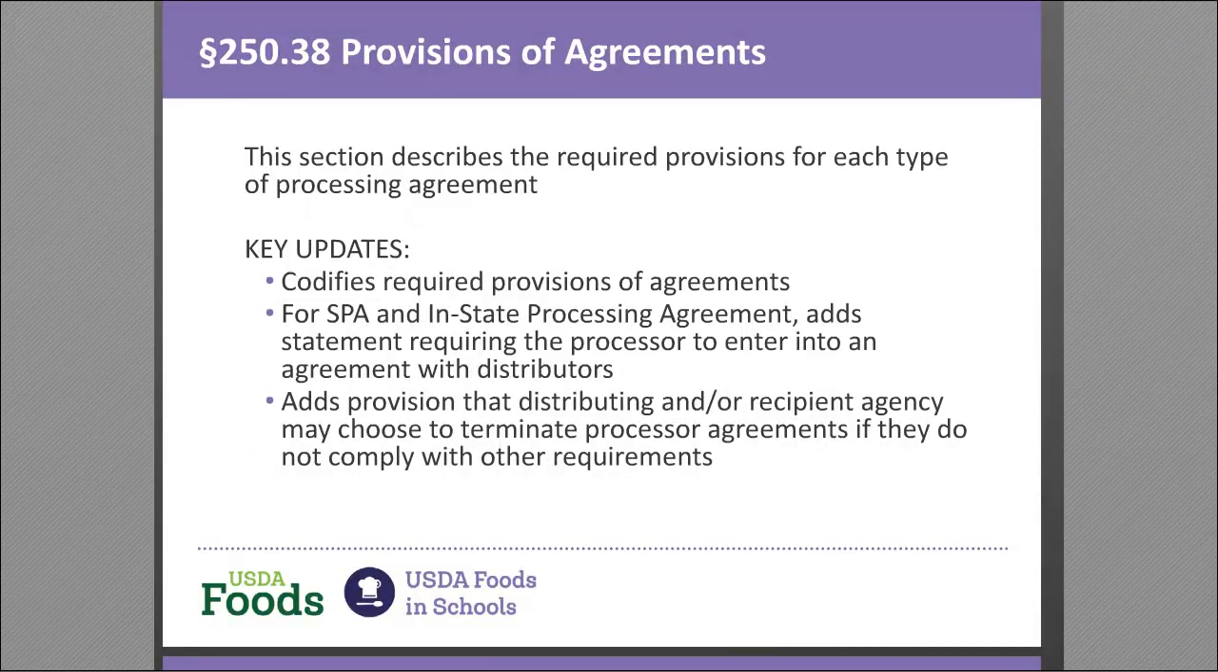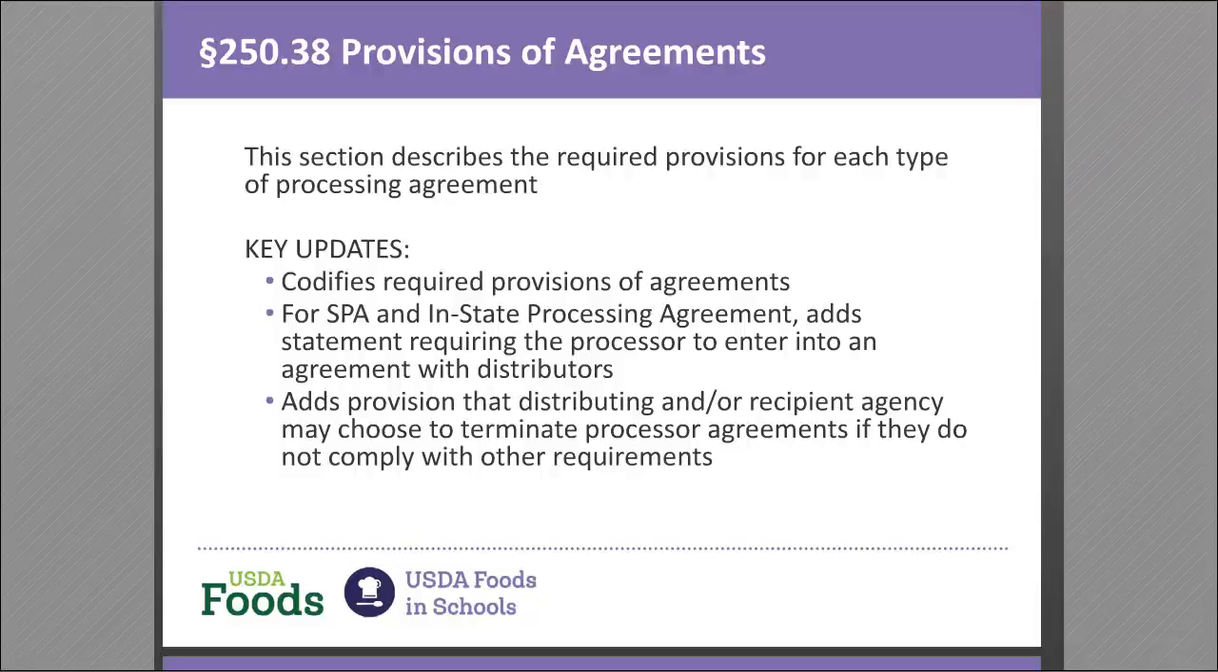In 250.38, we include the required provisions for each type of processing agreement to ensure compliance with the requirements in 7 CFR Part 250. This section codified the provisions of agreements in accordance with existing program policy. The required provisions of agreements are not changing very much, but we did make some updates. For state participation and in-state processing agreements, we added a statement requiring the processor to enter into an agreement with distributors.